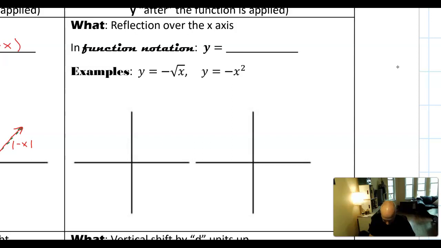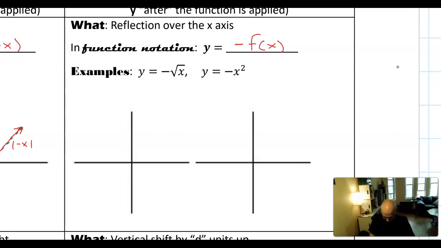The next type of transformation is a reflection over the x-axis, which we consider a vertical reflection. That is written like y equals negative f of x. So it still uses a negative, but the negative is on the outside of the function now, whatever that function might be. The 2 examples are negative square root of x and negative x squared.